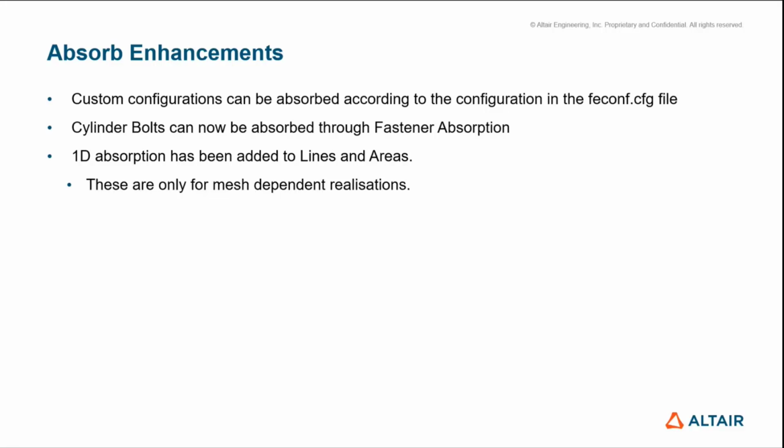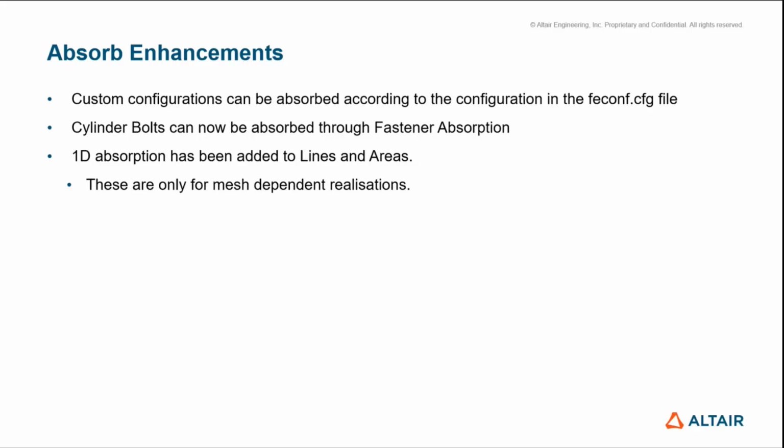Cylinder bolts has always been something that we haven't been able to absorb historically. That has now been corrected. So if you have cylinder bolts within your model, we are able to identify and absorb those. 1D absorption has been added to lines and areas. These are only for mesh dependent realizations at the moment.